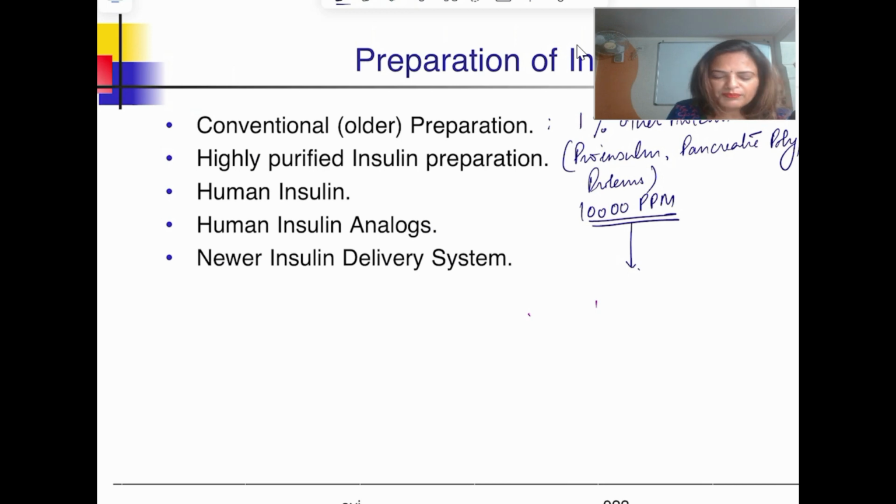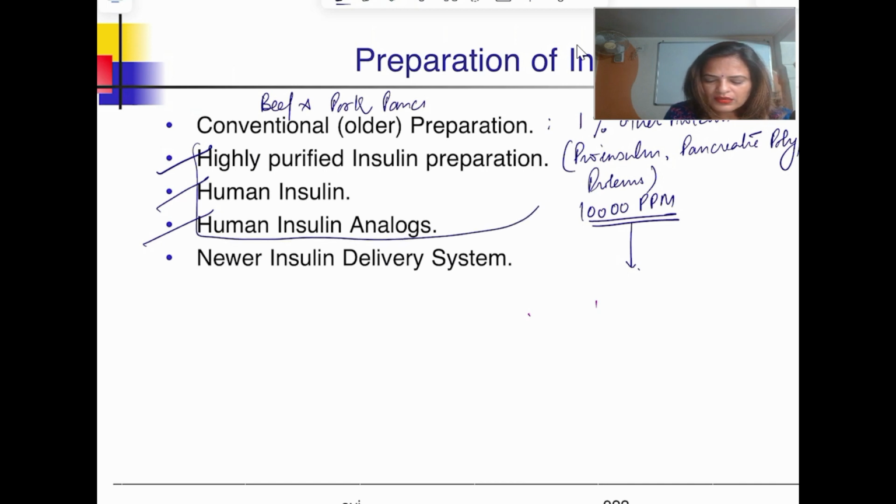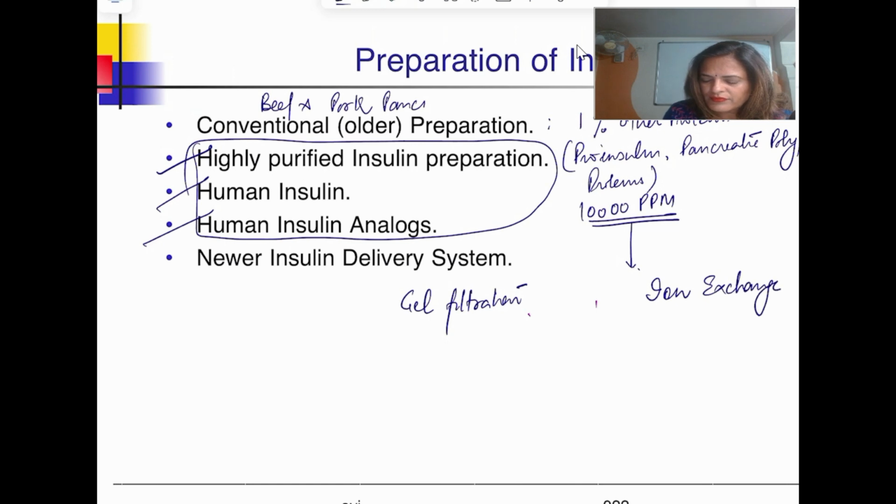Where is the conventional preparation made from? From beef and pork pancreas. This is totally replaced by highly purified insulin preparations, human insulin and human insulin analogs. Now in highly purified insulin preparation, how do we do the purification? There are techniques, for example, purification with gel filtration and ion exchange chromatography.